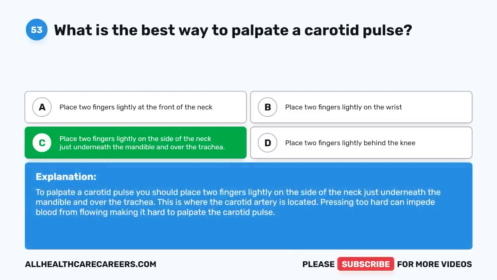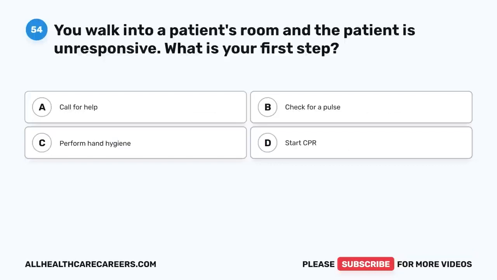To palpate a carotid pulse, you should place 2 fingers lightly on the side of the neck, just underneath the mandible and over the trachea. This is where the carotid artery is located. Pressing too hard can impede blood from flowing, making it hard to palpate the carotid pulse. Question 54. You walk into a patient's room and the patient is unresponsive. What is your first step?